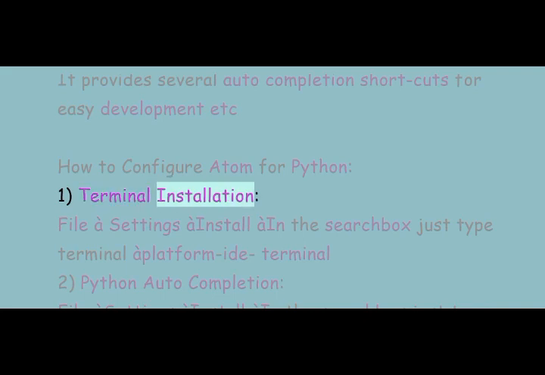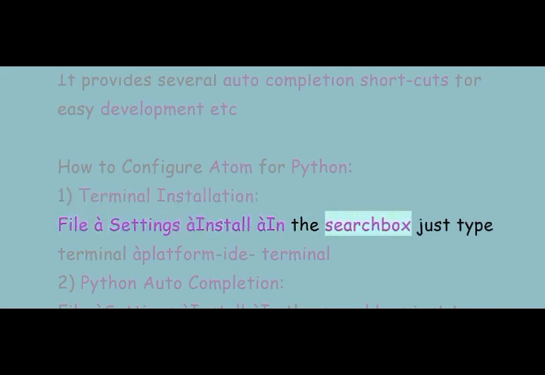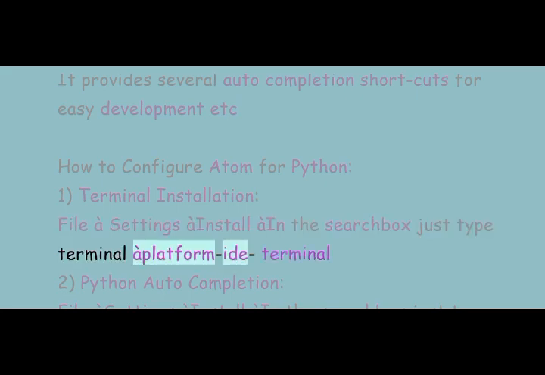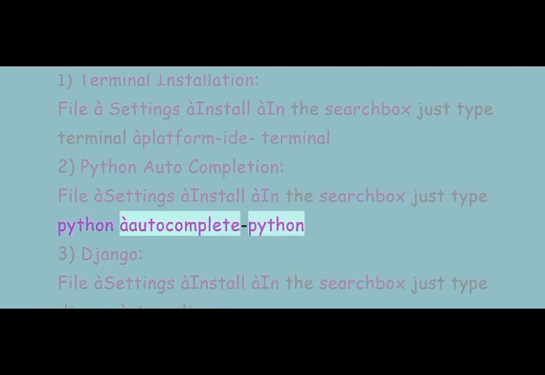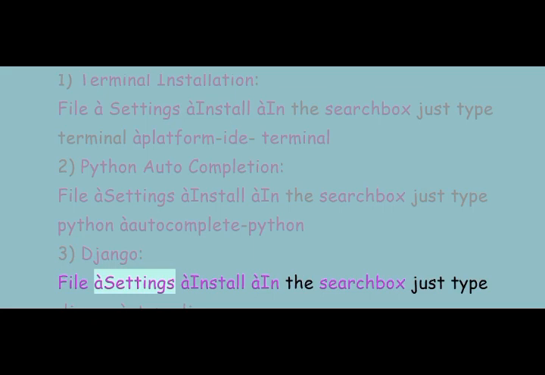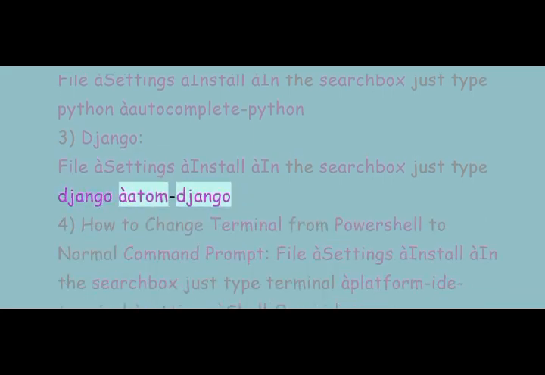1. Terminal installation. File, Settings, Install. In the search box, just type terminal and install platformio-ide-terminal for the IDE terminal. 2. Python auto-completion. File, Settings, Install. In the search box, just type python and install autocomplete-python. 3. Django. File, Settings, Install. In the search box, just type django and install atom-django.